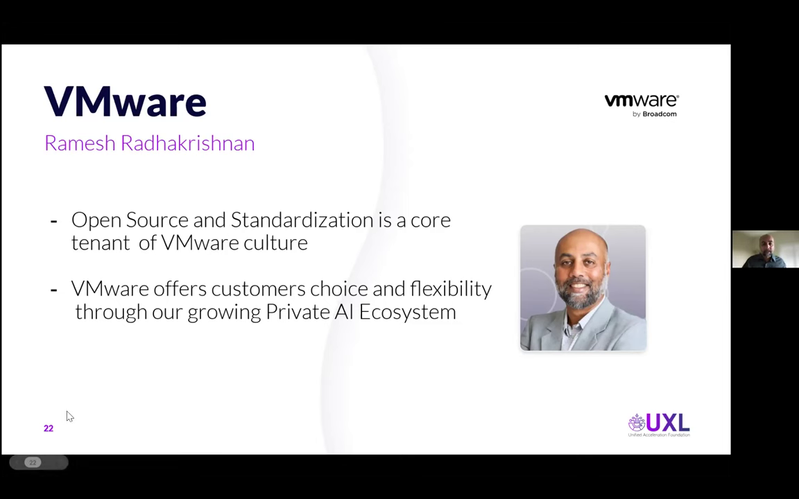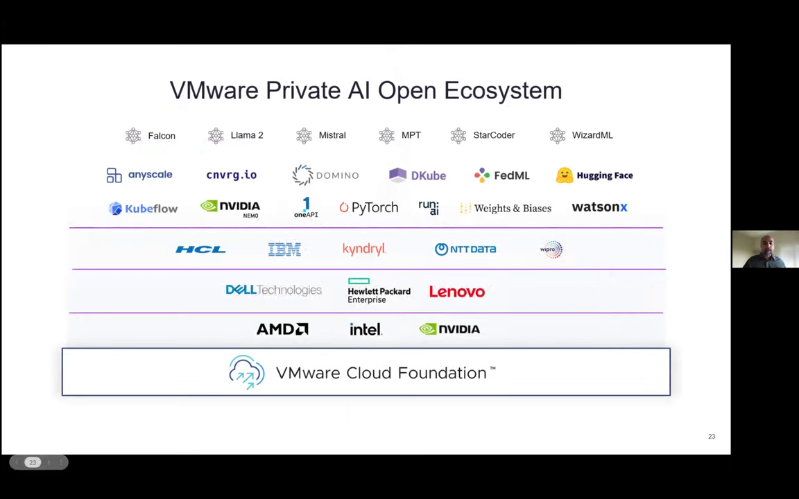Rod, can we go to the next slide, please? Thank you. So last year, we announced our AI strategy, which is focused on private AI, and a few product offerings. Since then, we have seen significant enthusiasm from customers and partners. As you can see, this is a very broad ecosystem with different layers across different partners. And our customers are excited by the flexibility that we provide through this growing open ecosystem.